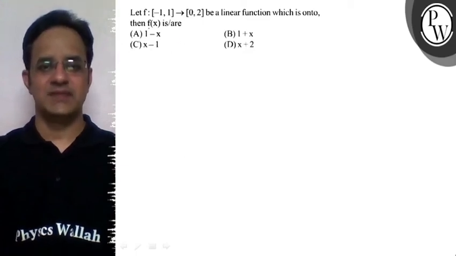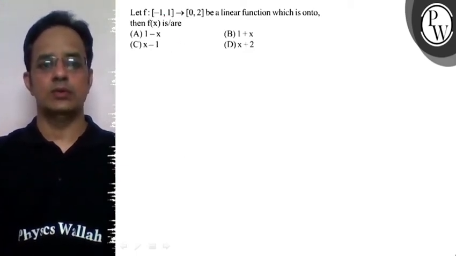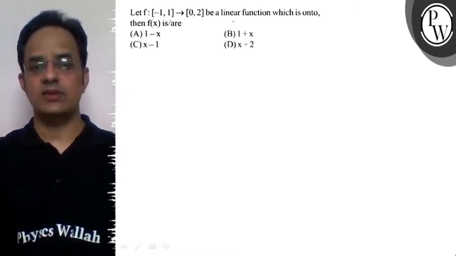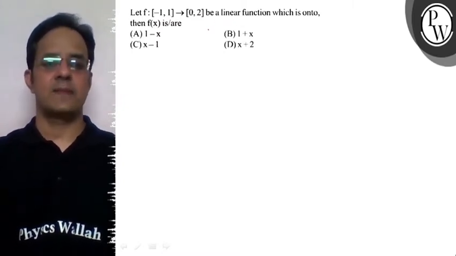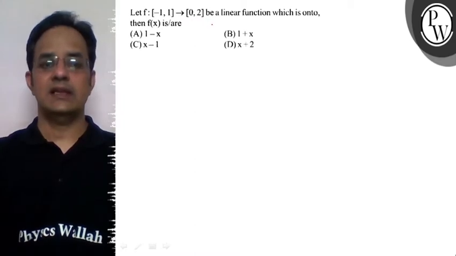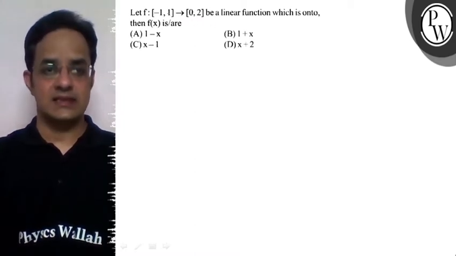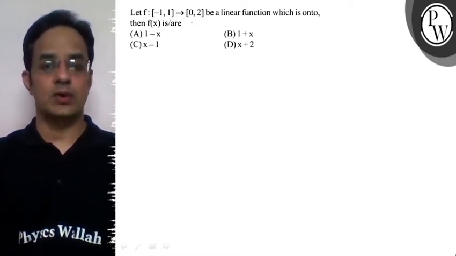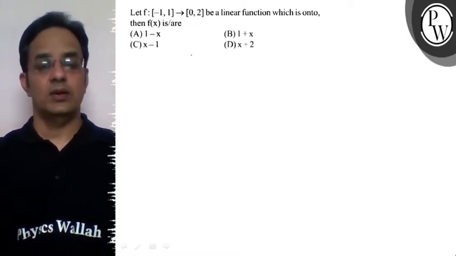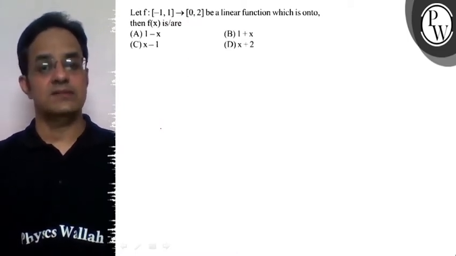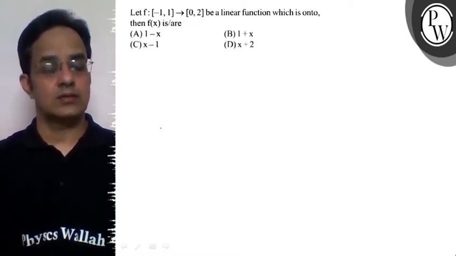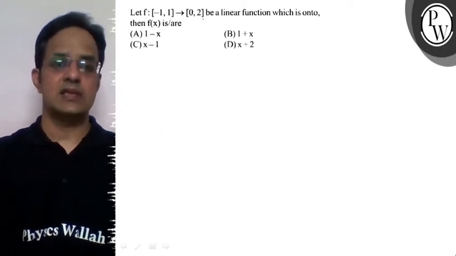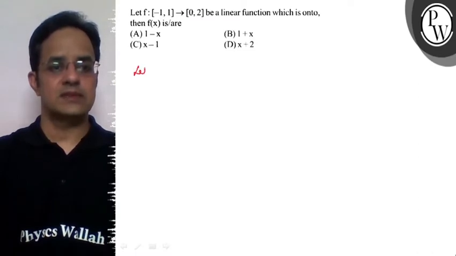हेलो बच्चों, प्रॉब्लम कहता है: let f from -1 to 1 to 0 to 2 be a linear function which is onto, then f(x) is... हमें गिवन है that f(x) is a linear function in this interval और वो function onto function भी है, and an onto function is a function where range and codomain are equal, means the range of this function should be 0 to 2. So start करते हैं प्रॉब्लम.